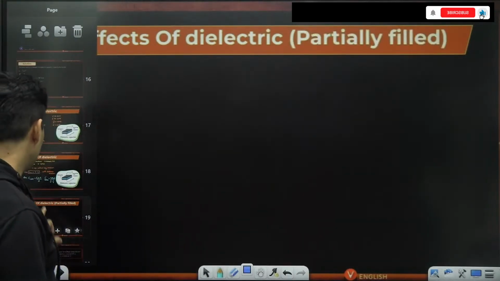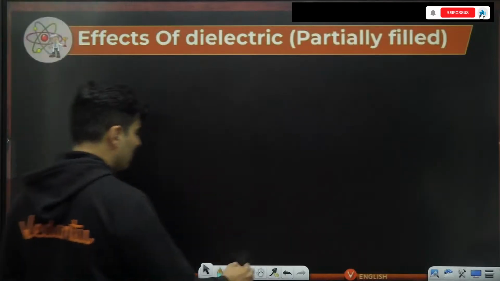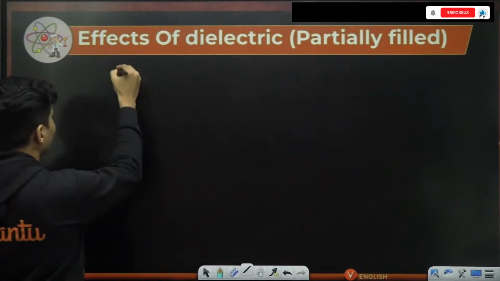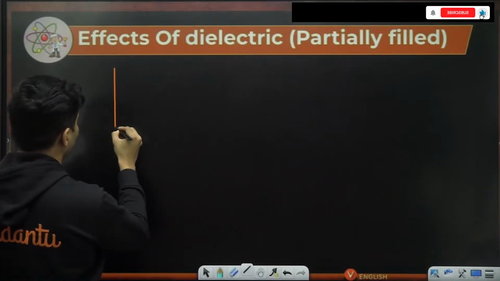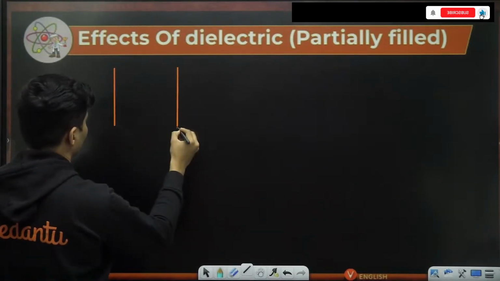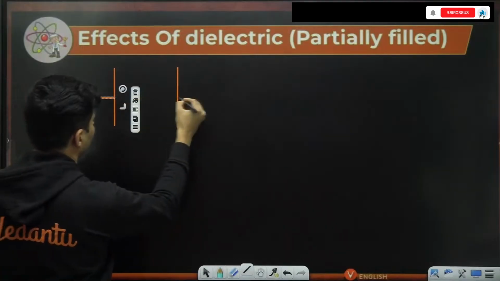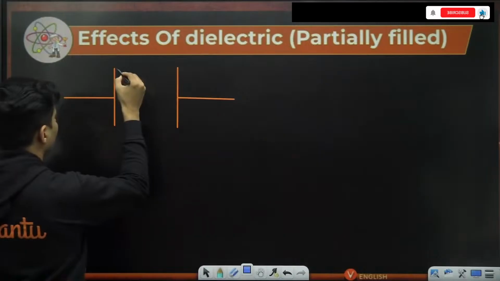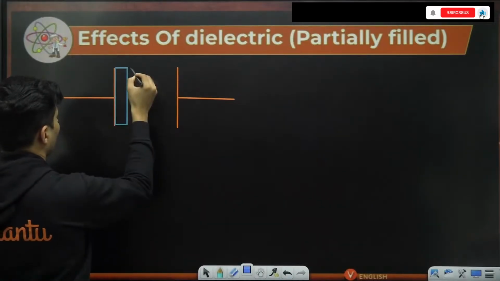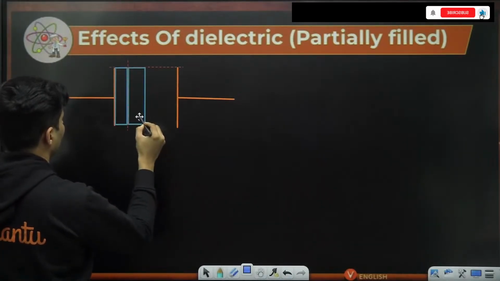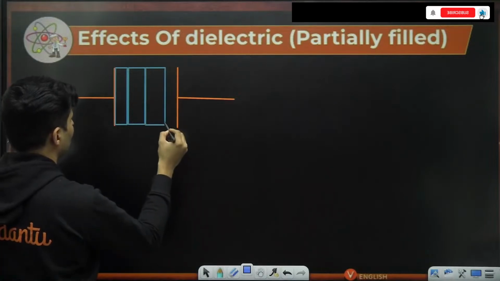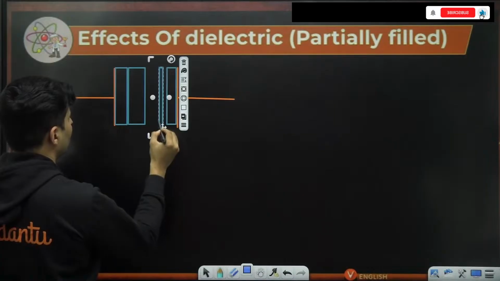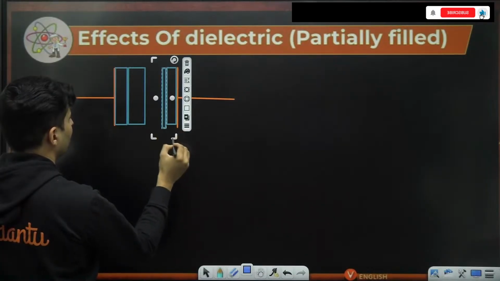That is your partially filled capacitors. So when you have partially filled capacitors, something like this, observe carefully. This is one plate. This is another plate. These are the terminals. And let's say you're filling it with different materials. Partially filled, meaning it could be different materials also. And there are some n number of materials over here which are being filled inside of it.